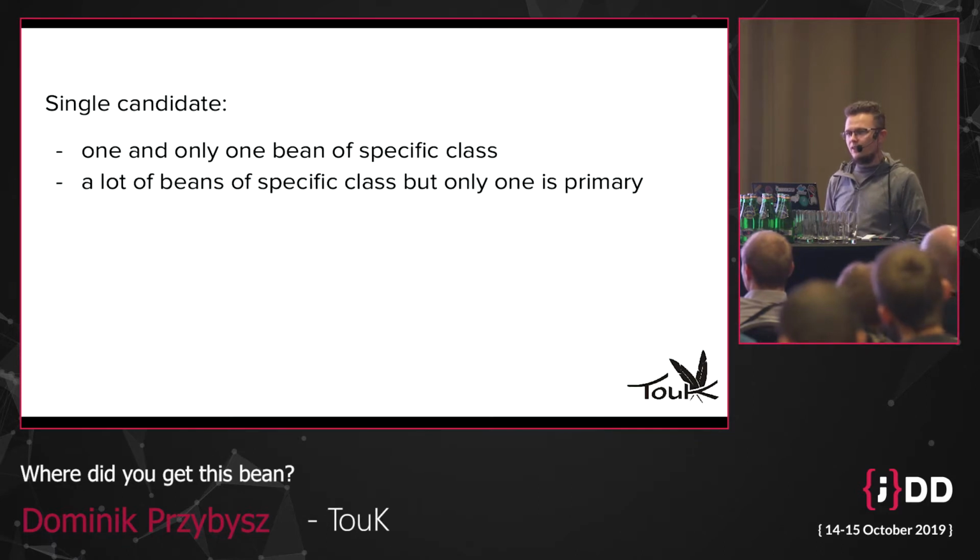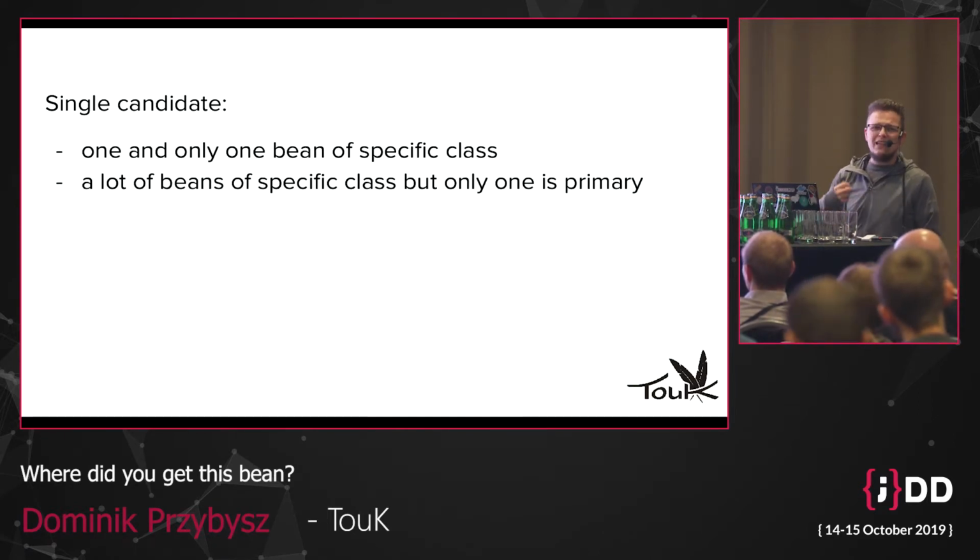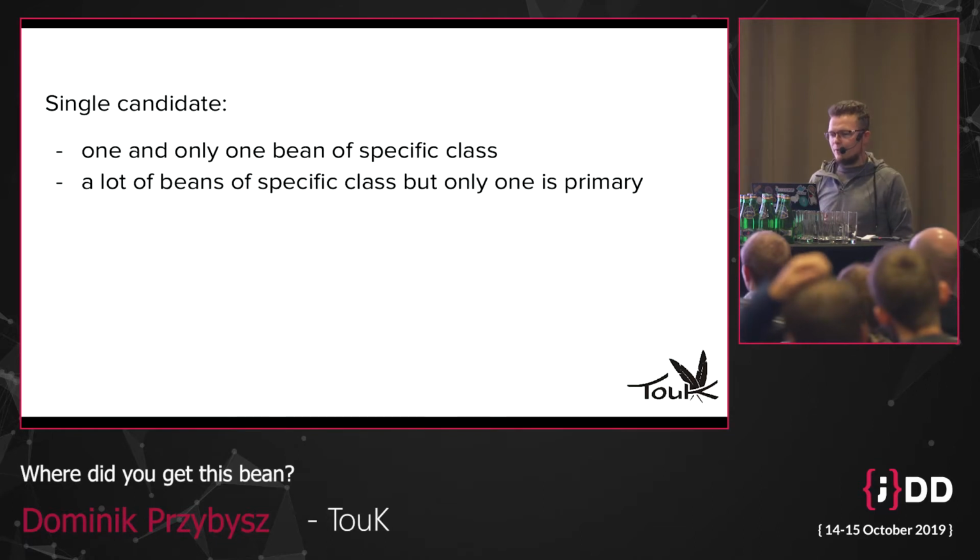We have a conditional on single candidate, and it works in the same way as the autowired annotation. So it has to have only a single candidate, which means that there is only one bean of a specific class in our Spring context, or there are a lot of beans of a specific class, but only one of them is the primary bean.